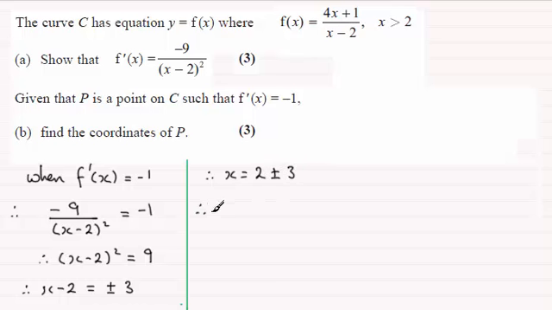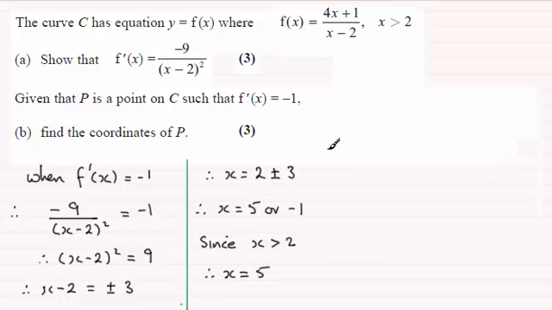And that leads on to x equaling 2 add 3, which is 5, or x equals 2 minus 3, which is -1. But it says that x is greater than 2 here, so it can't be -1. So since x is greater than 2, we know that therefore x must be equal to 5.